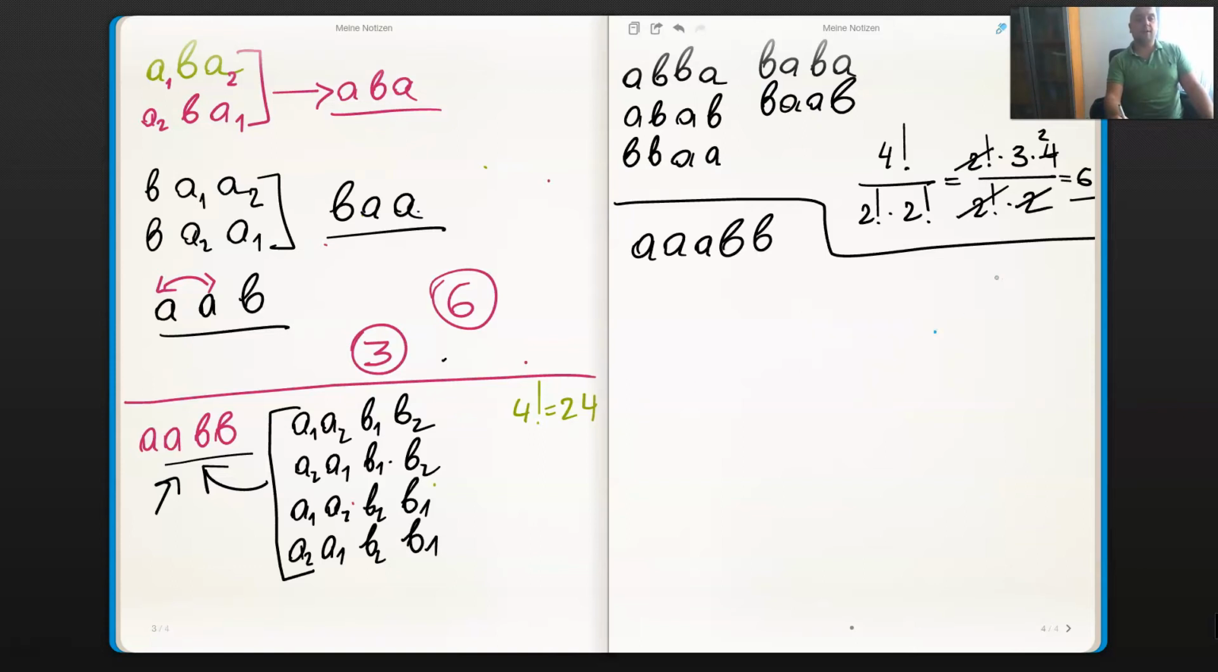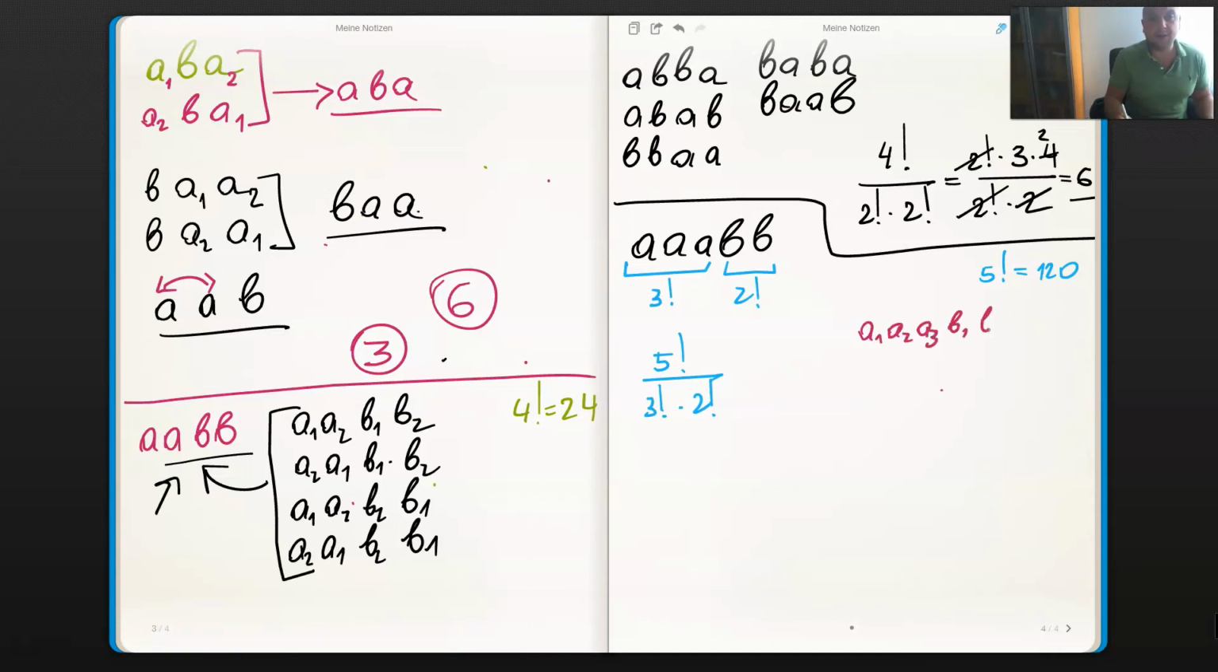So if we have 5 different letters, we would have 5 factorial, which is 120, but we have 3 factorial possibilities to permute the A's, and we have 2 factorial for the B's. So actually the number of outcomes here should be 5 factorial divided by 3 factorial times 2 factorial. Is that correct? Well, let's see. How many words are really being lost? Well, you see A1, A2, A3, B1, B2.